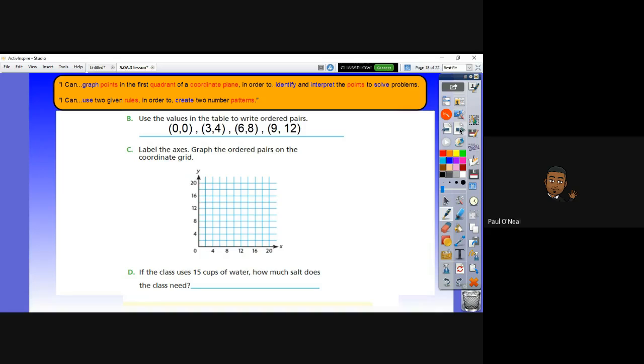So let's say if we wanted to write that rule, if that was a question, X increases by 3, Y increases by 4. Okay, so that kind of would go back to the problem we had before that. Label the axes now. Graph the ordered pair on the coordinate grid. So now let's use those coordinates and go ahead and graph it now. So 0, 0, that's going to put us right there.